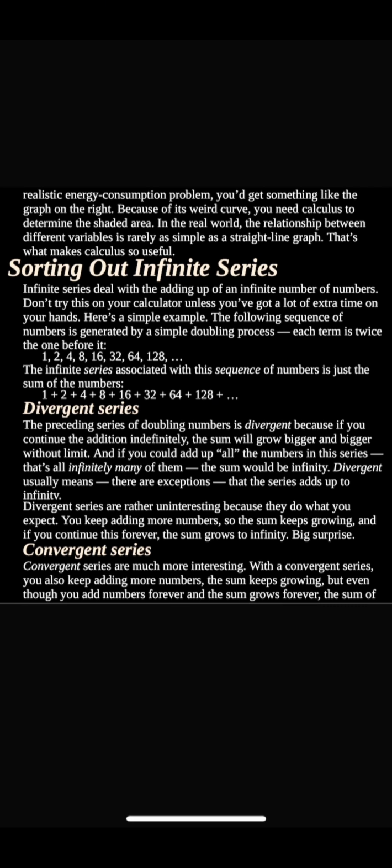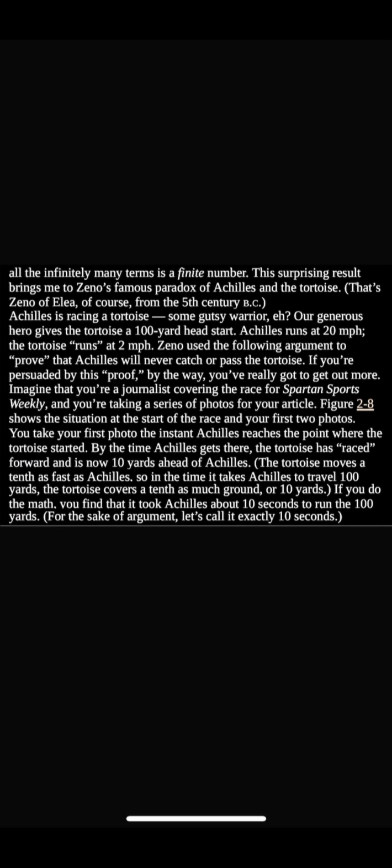Convergent series. Convergent series are much more interesting. With a convergent series, you also keep adding more numbers, and the sum keeps growing. But even though you add numbers forever and the sum grows forever, the sum of all the infinitely many terms is a finite number. This surprising result brings us to Zeno's famous paradox of Achilles and the tortoise. That's Zeno of Elea, of course, from the 5th century BC.